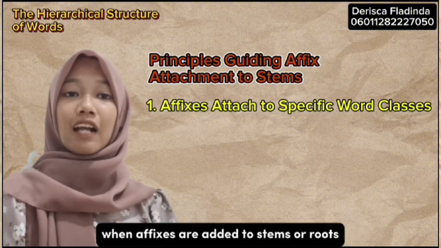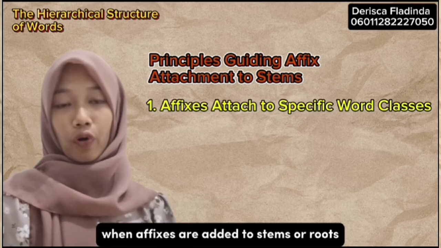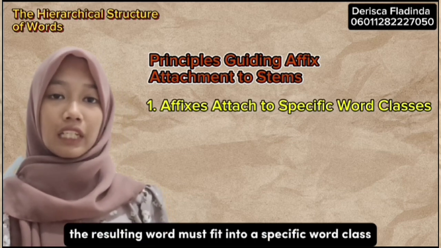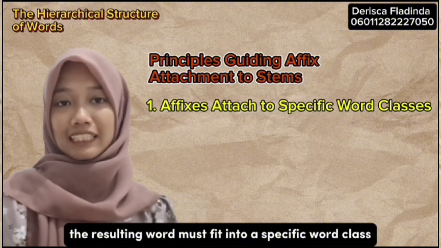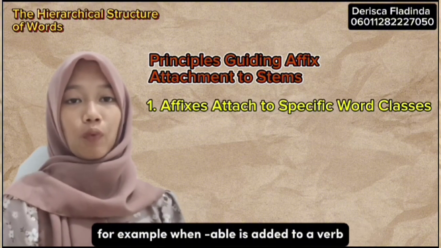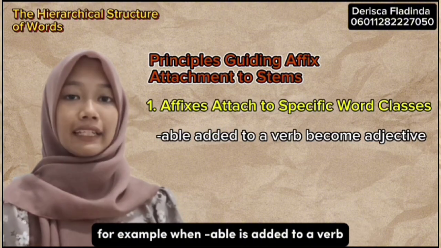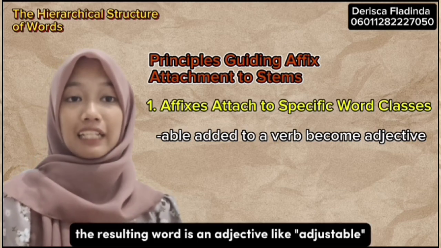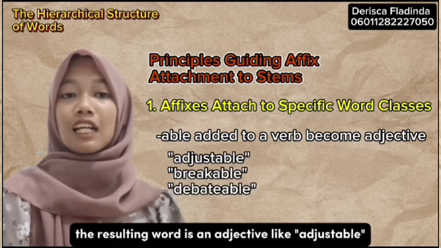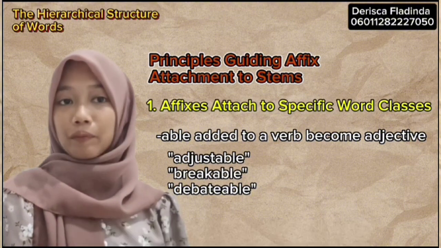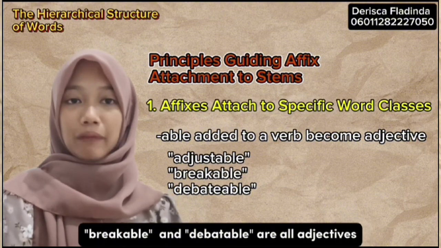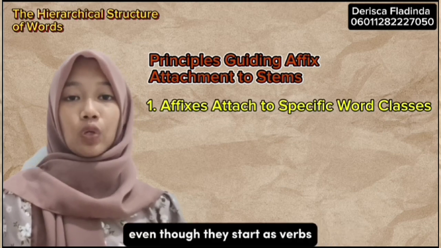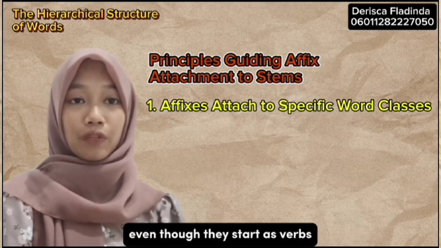When affixes are added to stems or roots, the resulting word must fit into a specific word class. For example, when -able is added to a verb, the resulting word is an adjective. Adjustable, breakable, and debatable are all adjectives, even though they start as verbs.